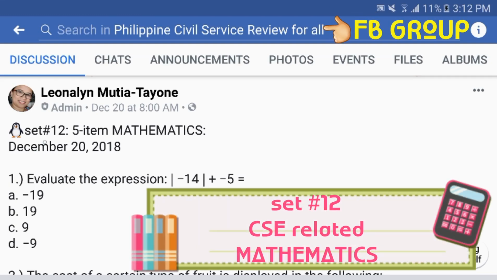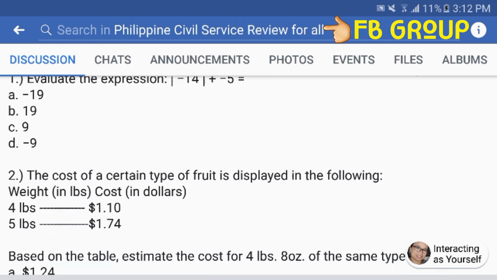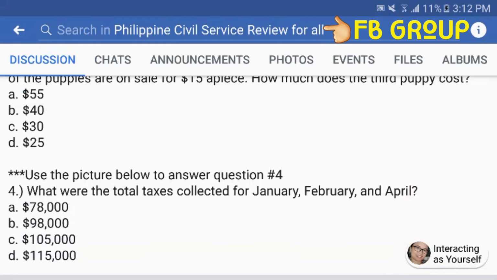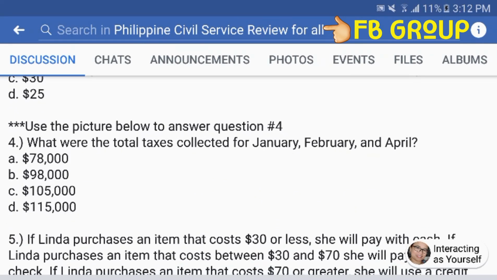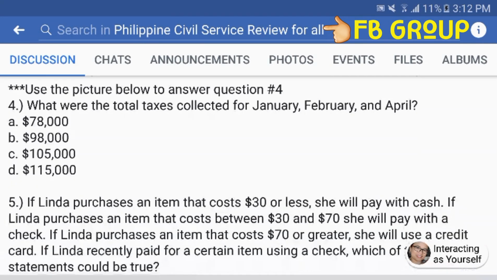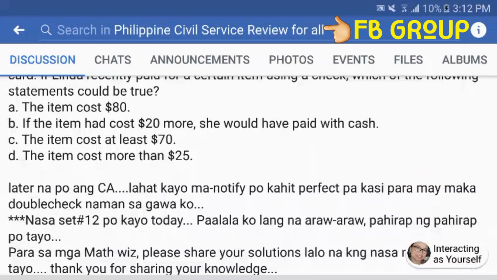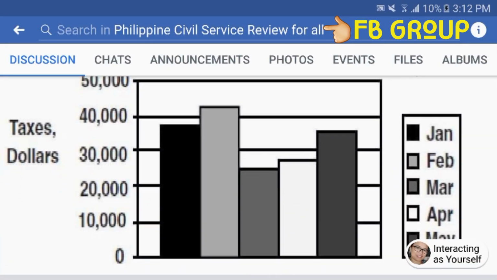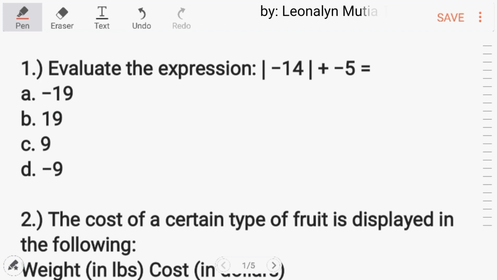Now let's do set number 12, 5 items, mathematics. Number 1, evaluate the expression: absolute value of negative 14 plus negative 5.